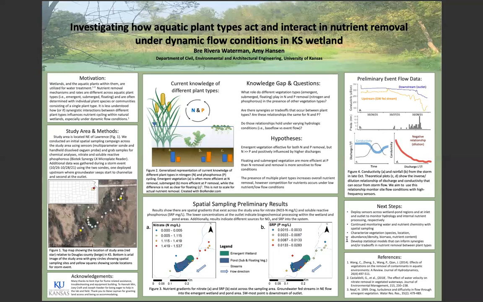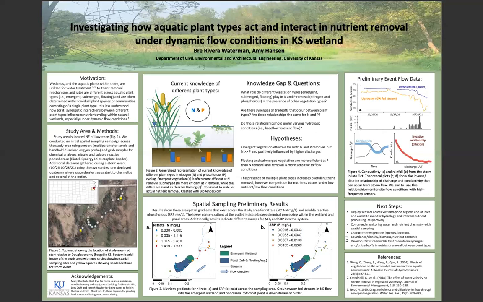Thus, questions remain on the role that different plant types play in removal of these nutrients in the presence of other vegetation types, such as if there are synergies or trade-offs that occur between them, if these relationships are similar for different nutrients, and if these relationships exist, are they impacted by varying flow conditions?